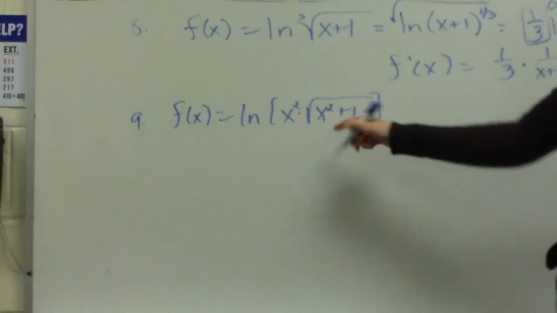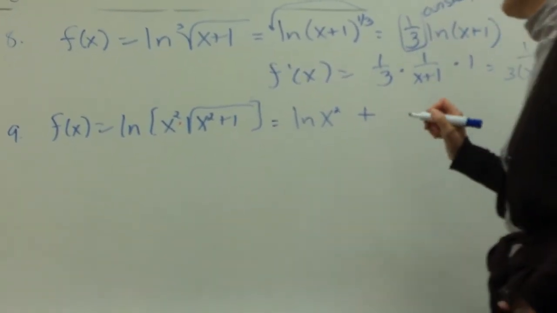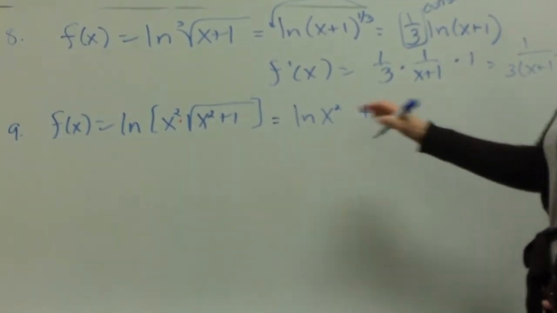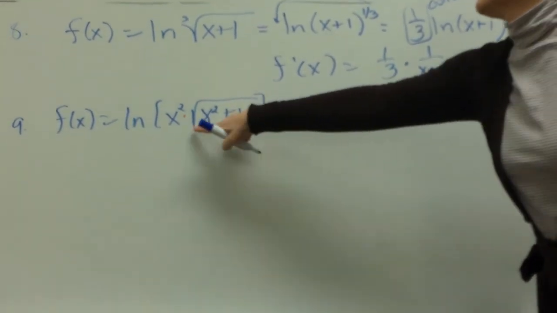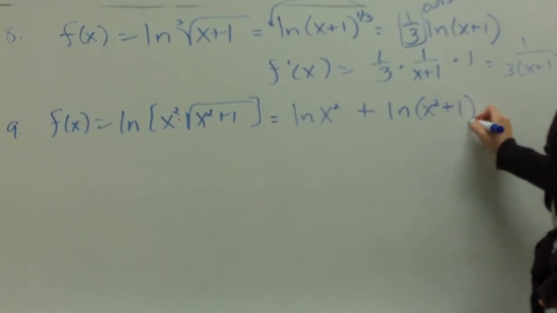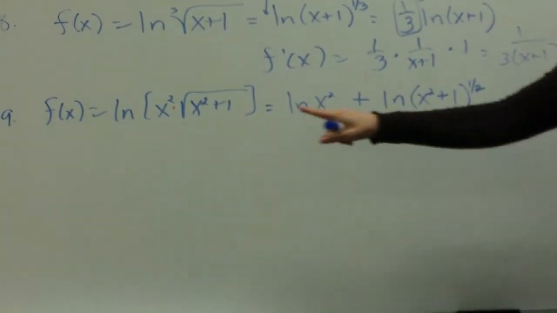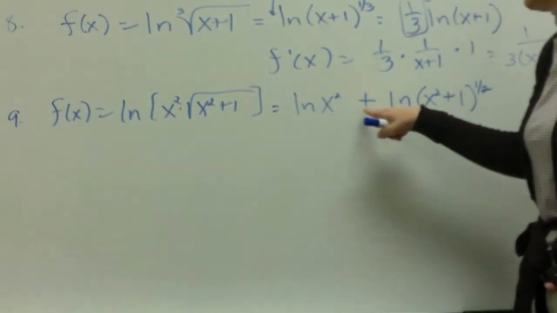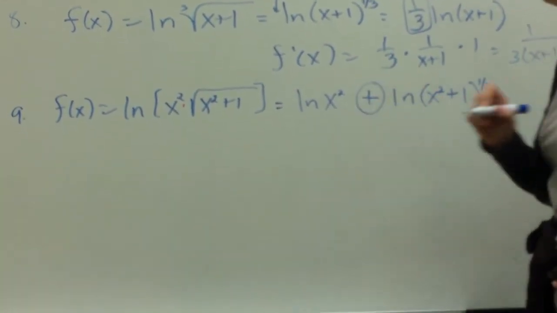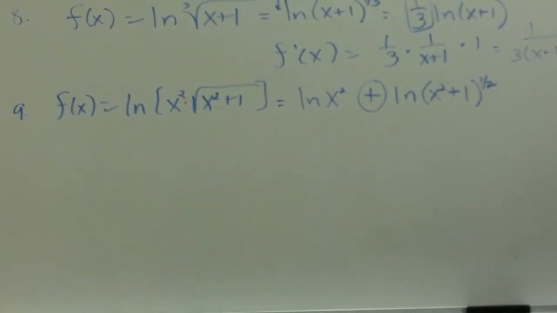I could rewrite it as the ln of x squared plus the ln of x squared plus 1 under a radical, which I also could think about as a power on x squared plus 1. So I'm changing the log of a product into a sum, which is always good because taking the derivative of a sum is a lot easier.